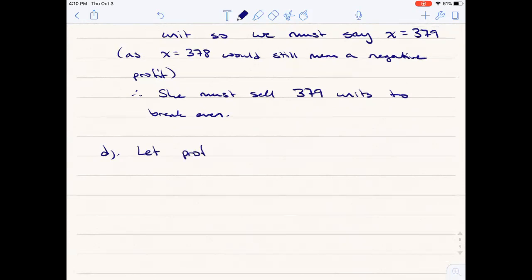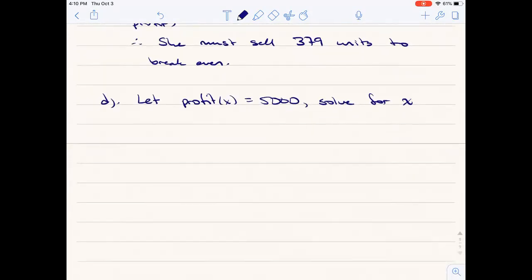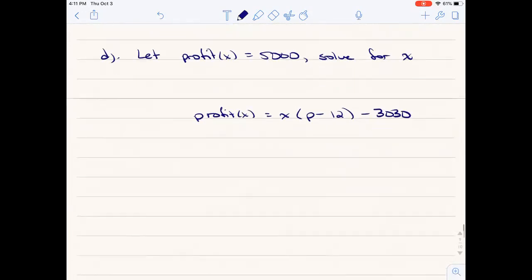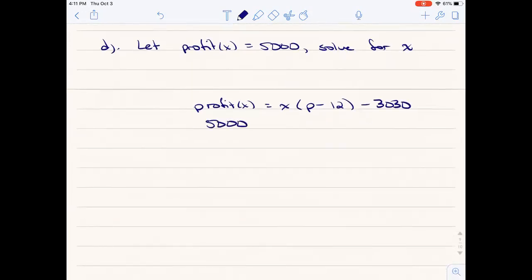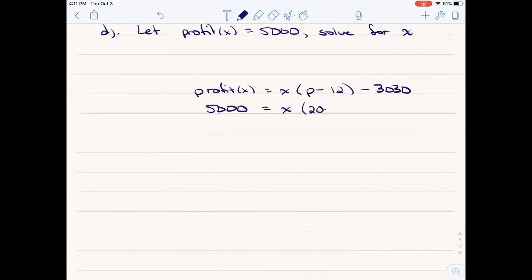Let profit of X equal 5,000, solve for X. I've got a page break here, so I'm going to write the profit of X is X times P minus 12 minus 30, 30. Force that profit to be 5,000, right? This is the exact same as the question we just did, but now we're looking at an actual profit. And so 20 minus 12 minus 30, 30.